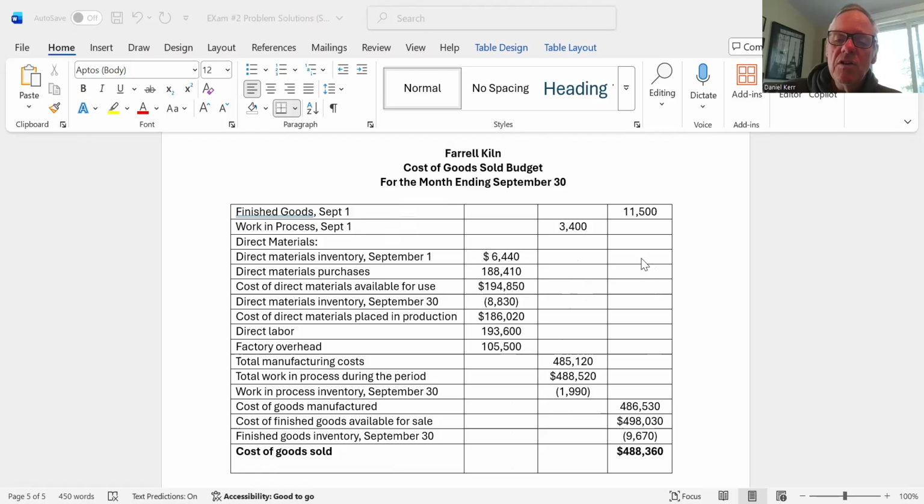So beginning finished goods plus cost of goods manufactured. That's the finished goods available for sale minus the ending inventory of finished goods gives you the cost of goods sold. Okay, so I hope you found that little review useful, and I will see you on Thursday.